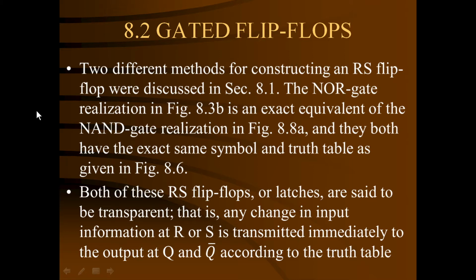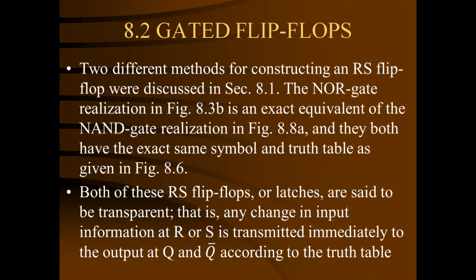and other two inputs of the AND gates are working as the R and S inputs. Both the RS flip-flop or latches are said to be transparent. That is, any change in input information at R or S is transmitted immediately to the output at Q and Q bar according to the truth table.